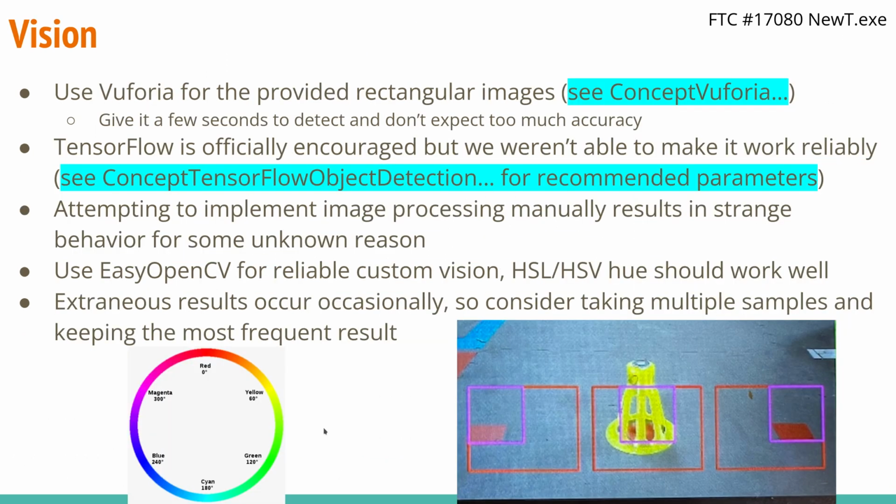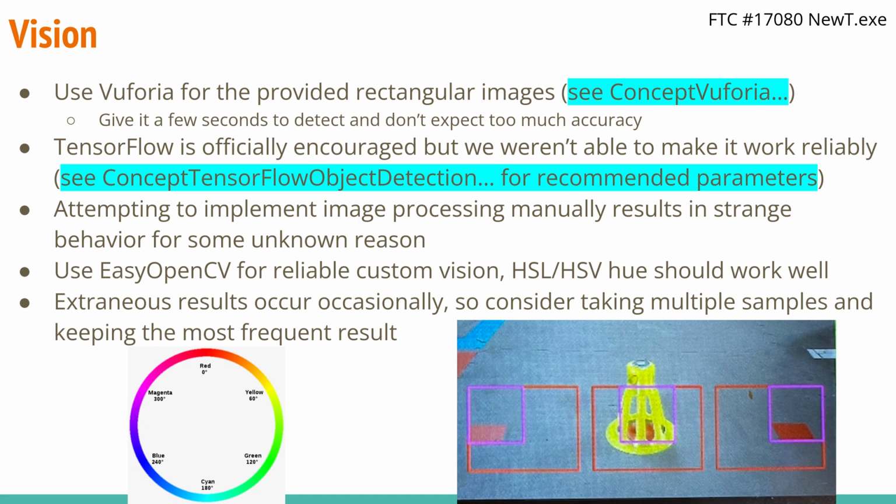Okay, for vision, they've updated the concept Vuforia for this season's images, and it works well for those rectangular images they provide, but it's not really useful for much else as far as I'm aware. Also, it takes some time to detect, like a few seconds, and its accuracy is not great, so just keep that in mind.